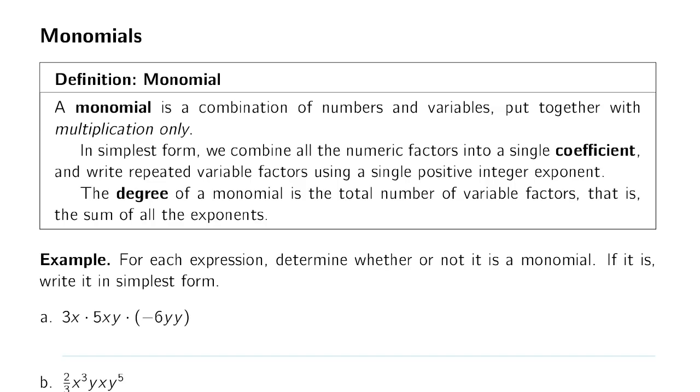We can talk about what's called the degree of a monomial, which is just the total number of variable factors, or in other words, the sum of all the exponents. So let's see a couple of examples of expressions that may or may not be monomials. If they are monomials, we'll combine everything so that it's in its simplest form. If they're not monomials, we'll say why they're not monomials.